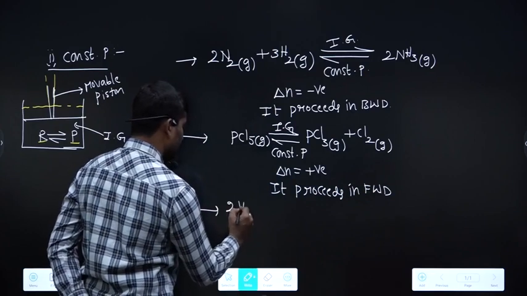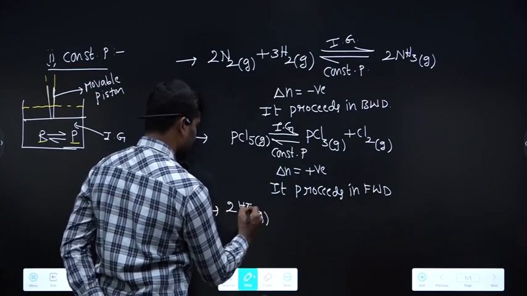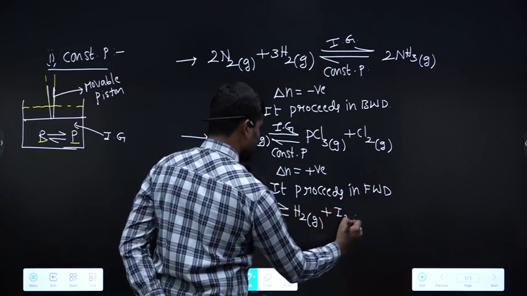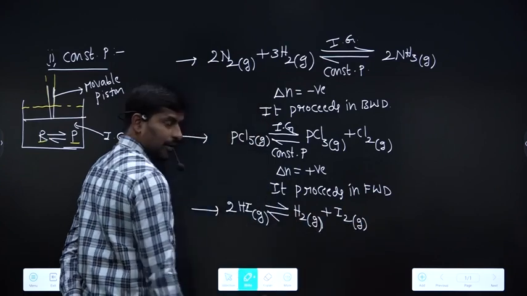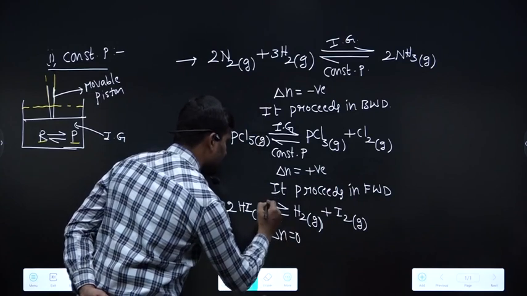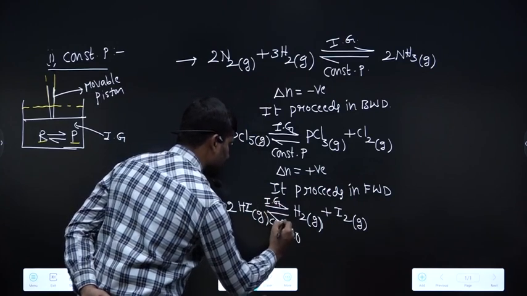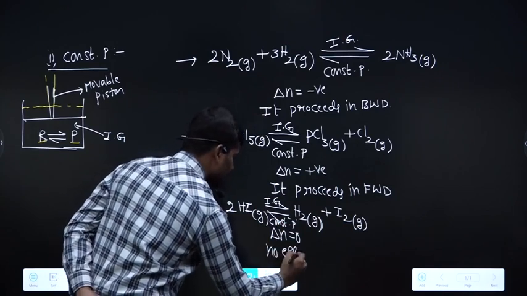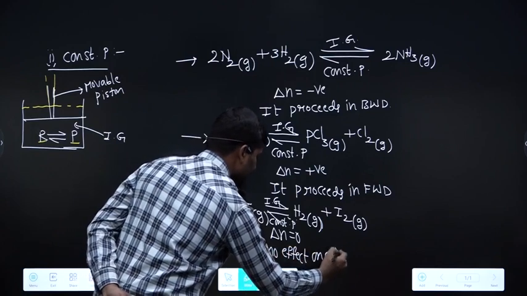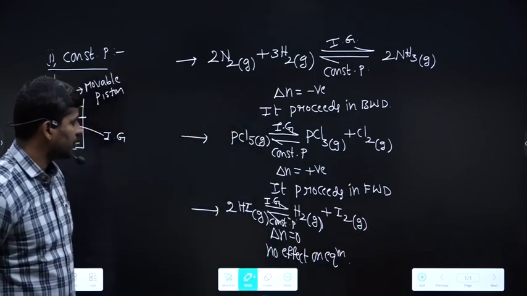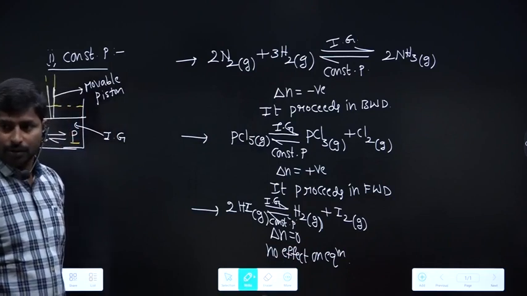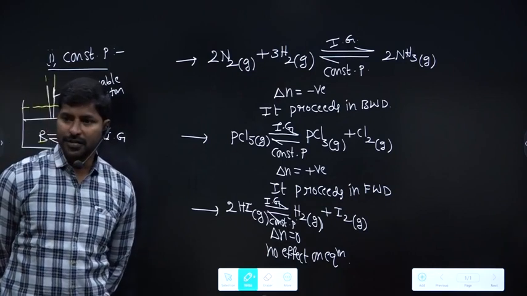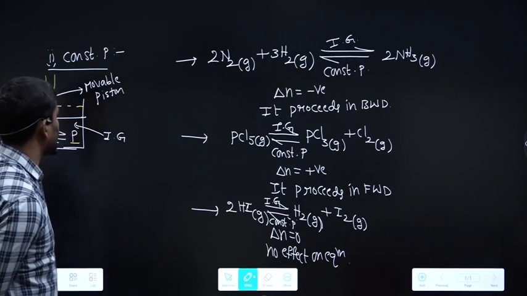And lastly, decomposition of hydrogen iodide. Delta N value is 0. We are adding inert gas at constant pressure. Here delta N is 0, therefore no effect on equilibrium. Same number of moles we have towards reactants and the product side. So no effect on equilibrium.